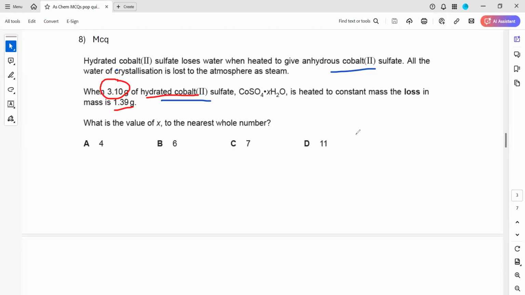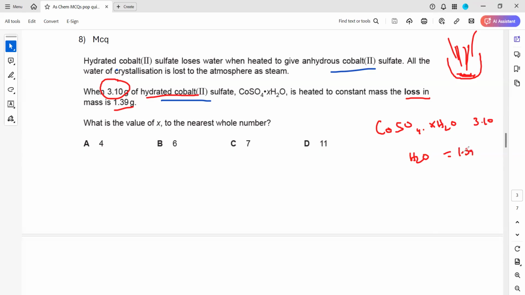So we have cobalt sulfate dot xH2O. The total mass is 3.10, and we have water molecules. As you can see, it is heated to constant mass. The loss in mass is how much mass is lost, because when you heat a hydrated salt, the mass loss is due to the water only, because it loses the water of crystallization. So the loss in mass is actually the mass of the water, which is 1.39.